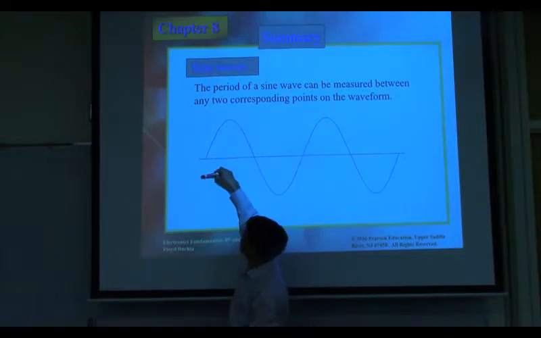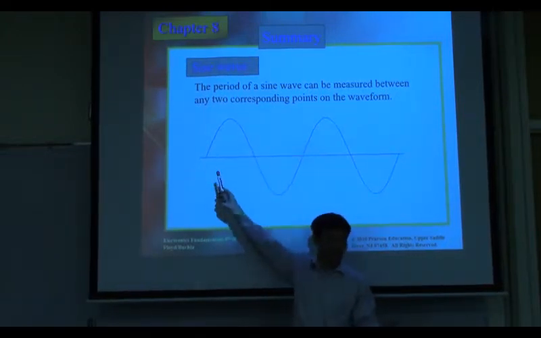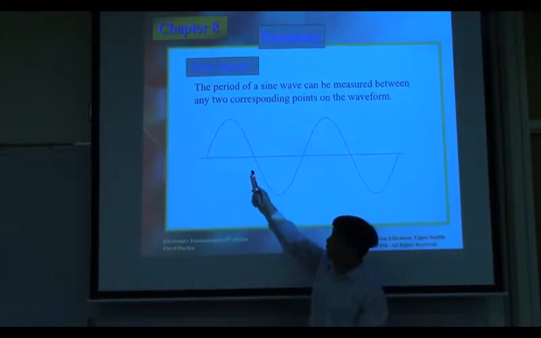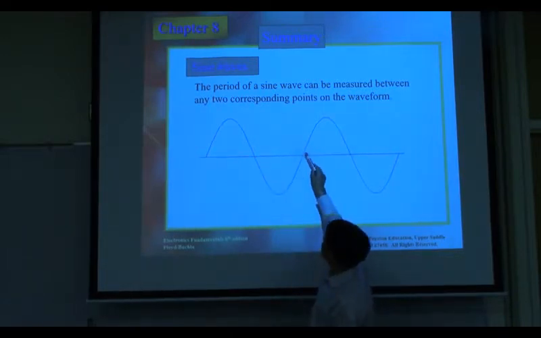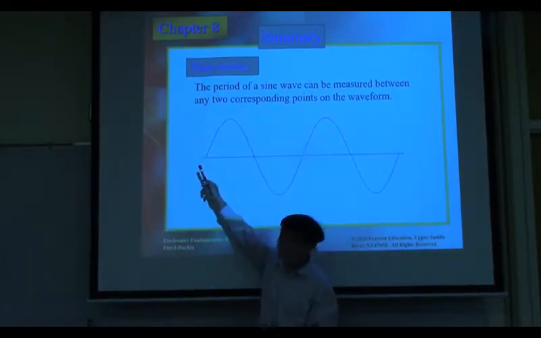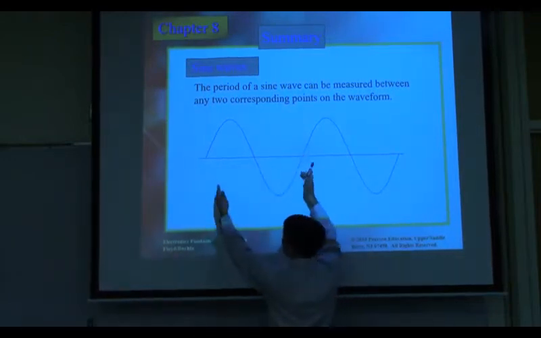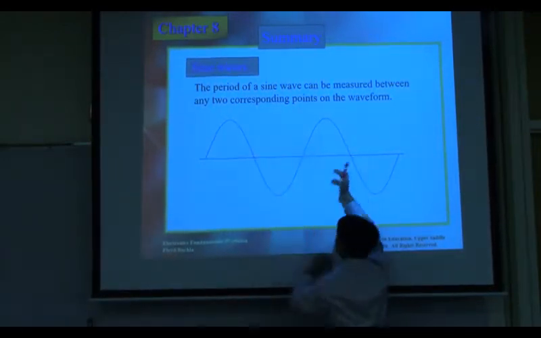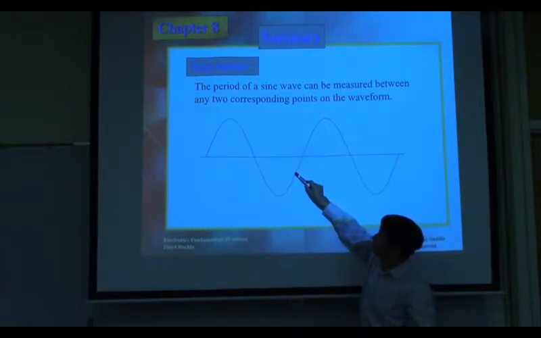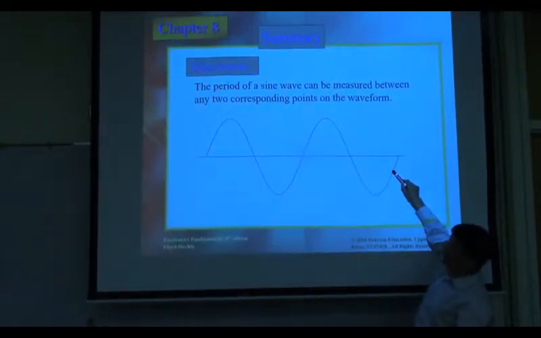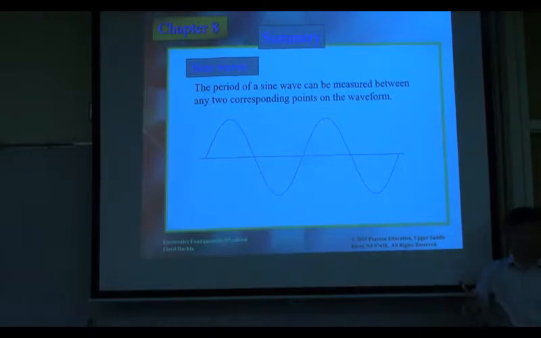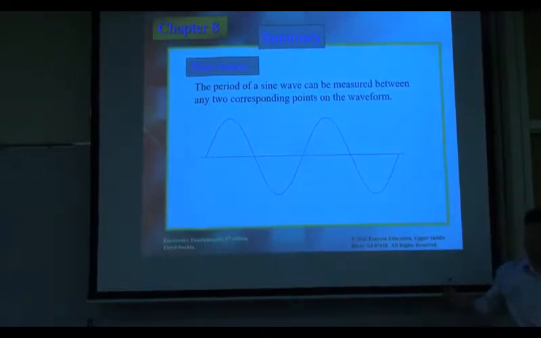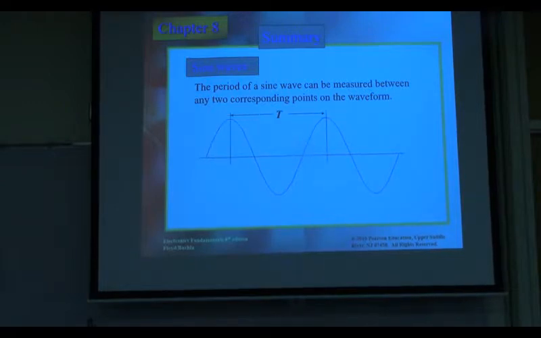Because this point is up, this one is down. So this point and this one do not correspond to each other. Instead, this one and this one are the same. So this one is up, this one is up. So you can measure the distance from here to here, or from here to here, or even from the middle to here in the middle. So any pair of corresponding points can be used to measure the period. Right? That is easy to understand.